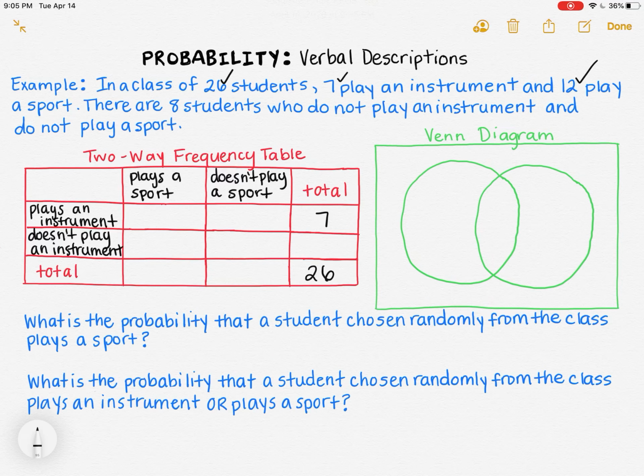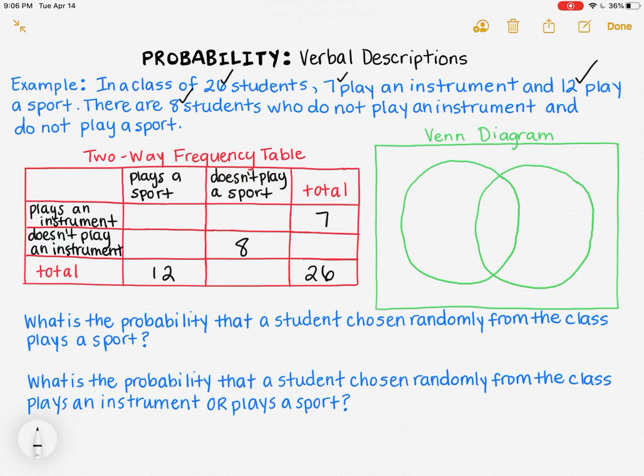We were also told that 12 students play a sport. I'll go to the plays a sport column and put a 12 in the total box. Lastly, we were told that 8 students do not play an instrument and do not play a sport. So I'll go to the doesn't play a sport column and the doesn't play an instrument row and put an 8 in the corresponding box.